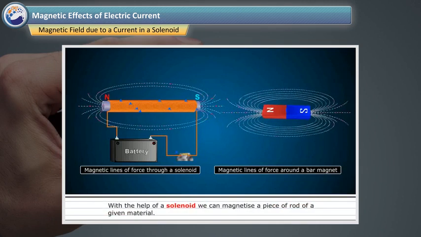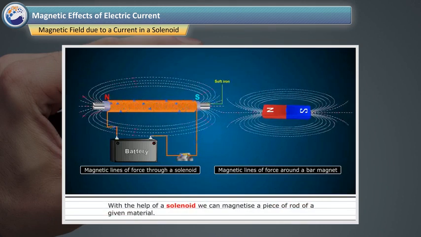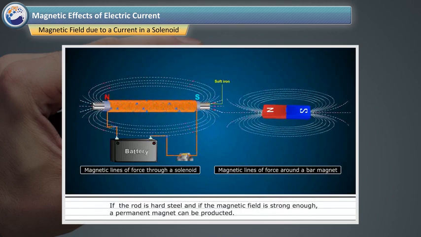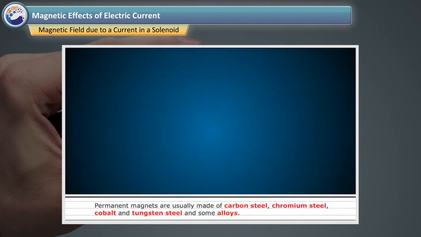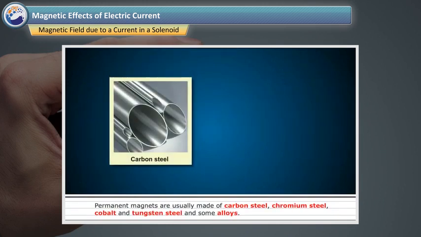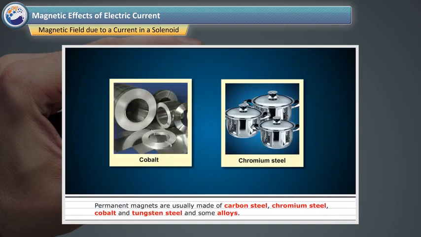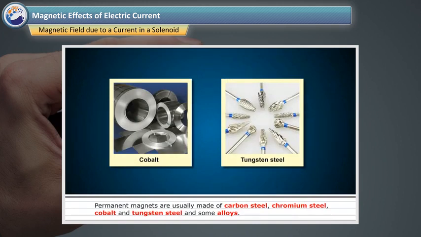With the help of a solenoid, we can magnetize a piece of rod of a given material. If the rod is hard steel and if the magnetic field is strong enough, a permanent magnet can be produced. Permanent magnets are usually made of carbon steel, chromium steel, cobalt, and tungsten steel and some alloys. Two such alloys which are used in industry are Nippermag and Alnico.